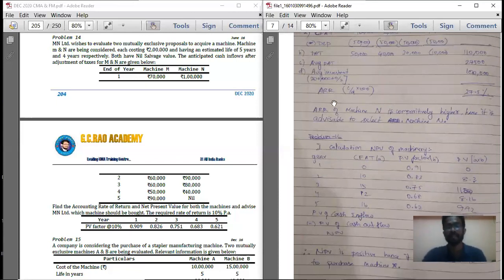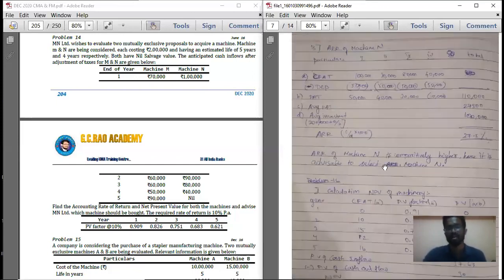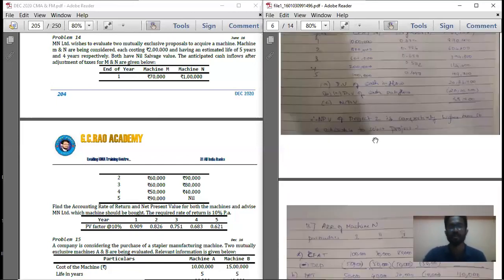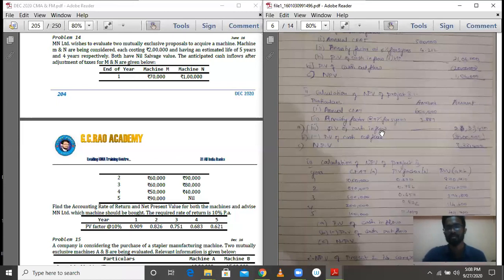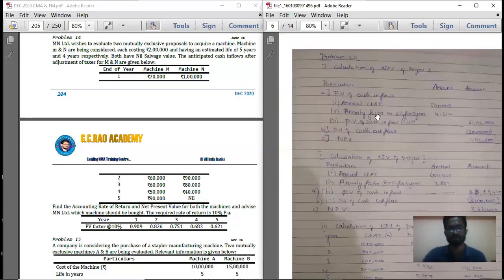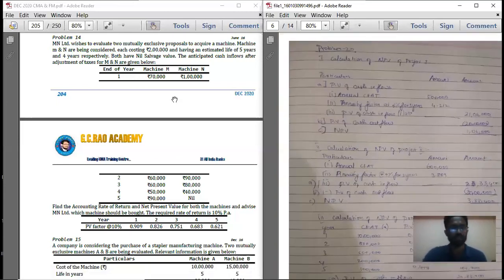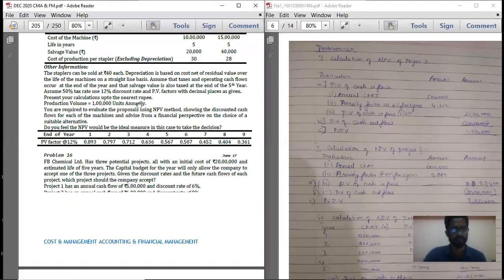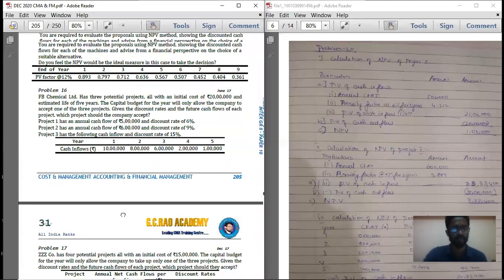But ARR can be used if there is the same investment amount. Here the investment amount for both the options is 2 lakh rupees, so you can use ARR to comment. So that is ARR and NPV. That is problem number 14. With this we have completed problem number 14. Then moving on to the next problem, that is problem number 16.